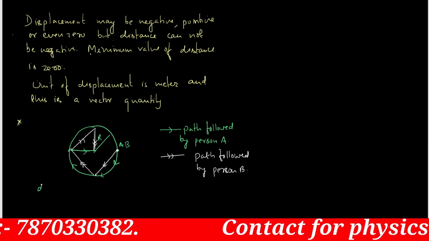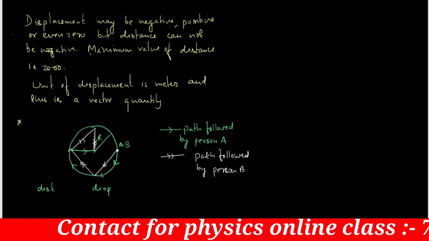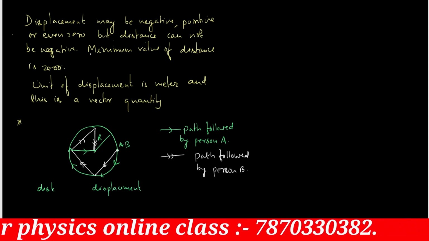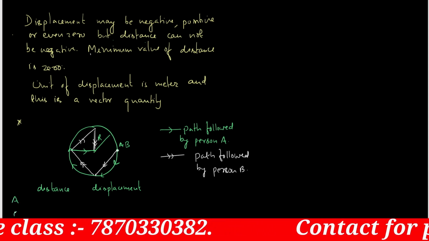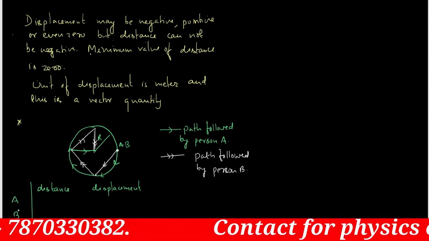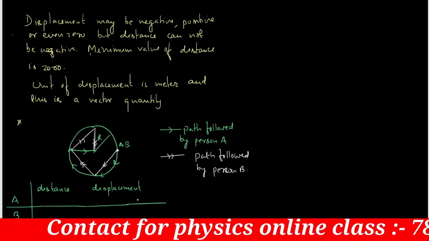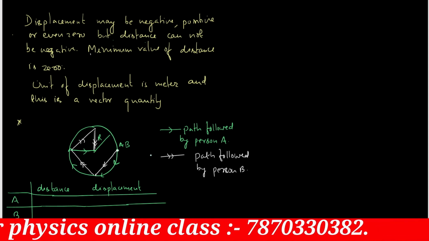Tell me the distance and displacement for A and for B. So what's the radius? Radius is R.